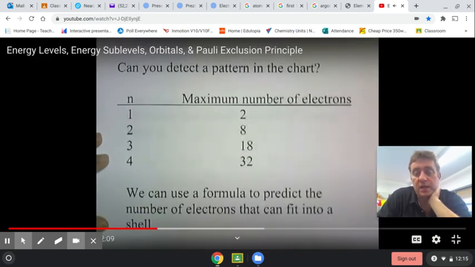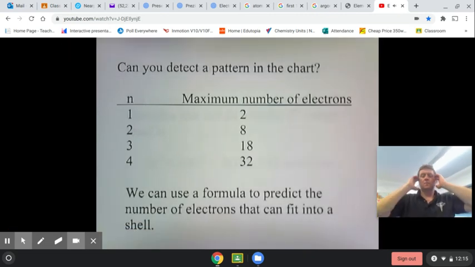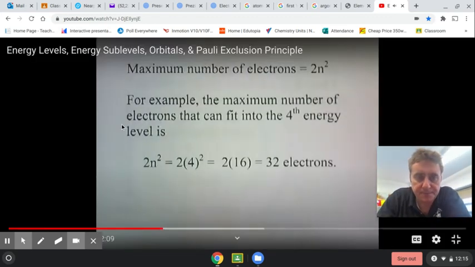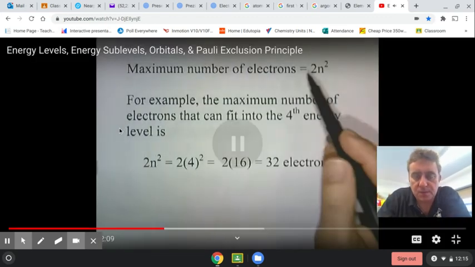Not really part of our lesson this week, but there's an easy mathematical formula that allows you to determine how many electrons are in a given shell. We're only going to focus on the first 3 shells, so we're not really going to need to get into a mathematical formula, but let's take a look. In fact, we can even use a formula to predict the number of electrons that can fit into a shell. So here's his formula.